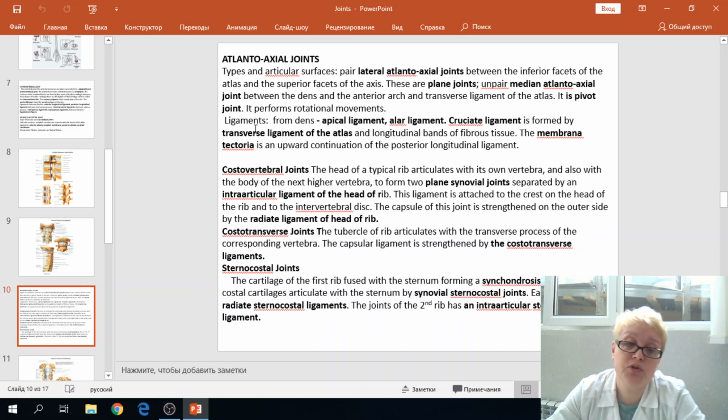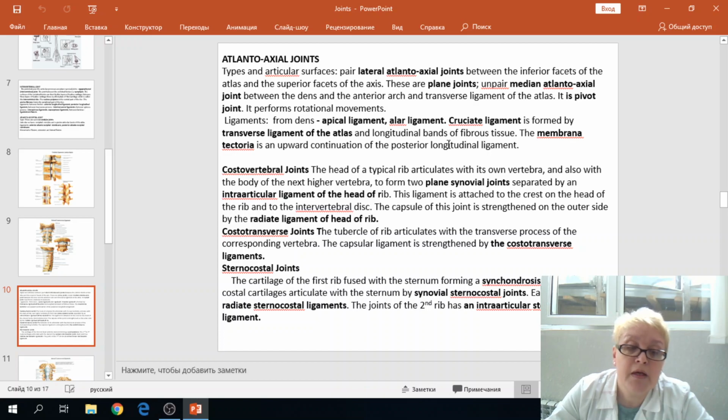The ligaments of this joint, we have several ligaments. The first ligaments begin from the dens: the apical ligament, the alar ligaments, and the cruciate ligament, which is formed by the transverse ligament of the atlas and longitudinal bands of fibrous tissue. And all these ligaments are covered outside by the membrana tectoria, which is a continuation of the posterior longitudinal ligament.